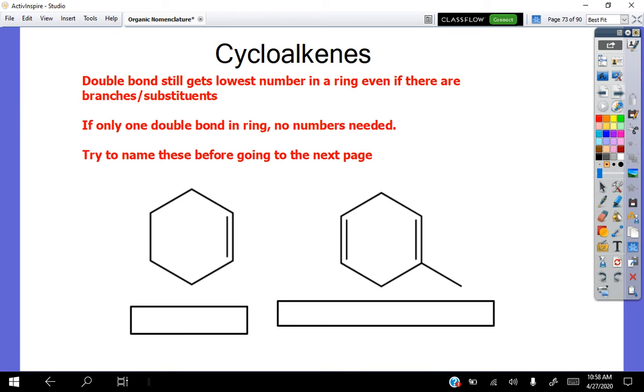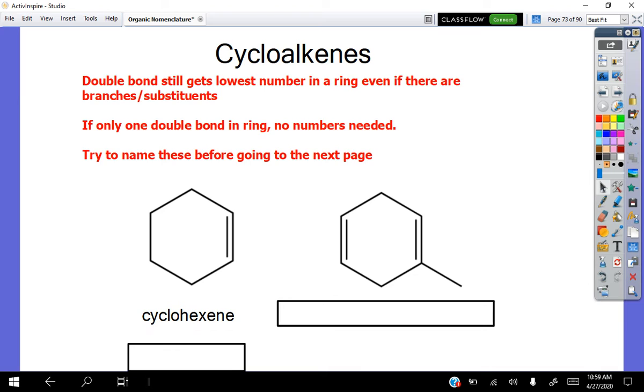For cycloalkenes, this is a ring that has a double bond in the ring. The double bond still gets the lowest number in the ring, even if there are branches or substituents. So the alkene still takes priority. The double bond has the priority when it comes to lowest numbers, even if you have branches. If only one double bond is in the ring, you don't need any numbers because we assume the double bond is on 1 anyway. So in this first example, I have a cyclohexane, but there's a double bond, so it just becomes cyclohexene.